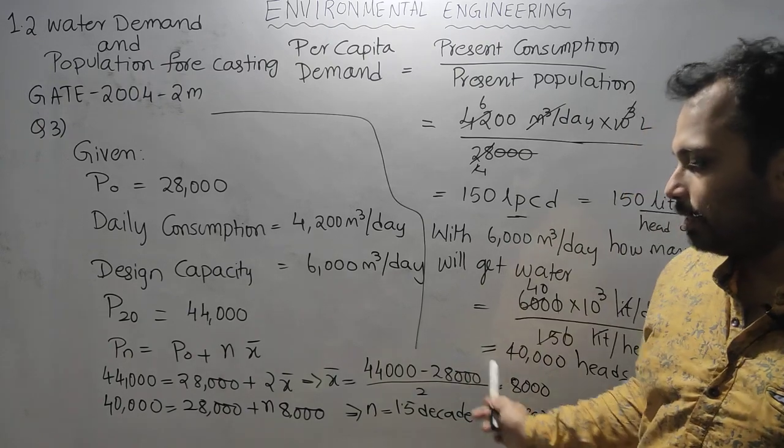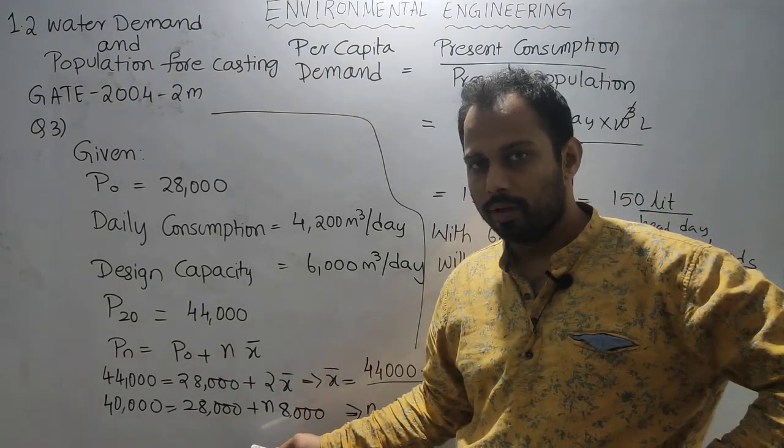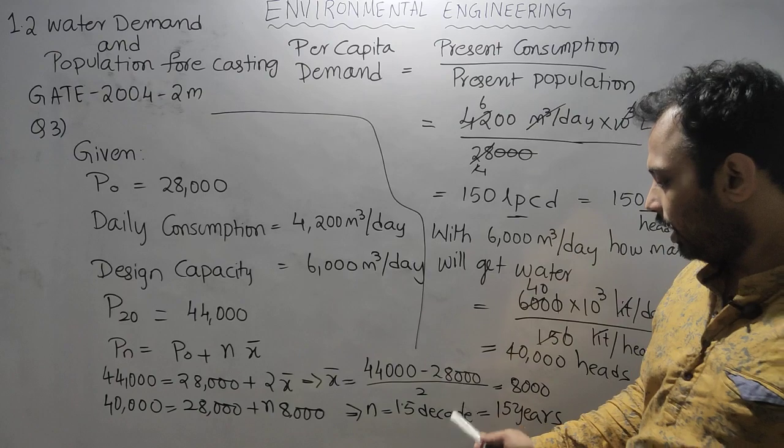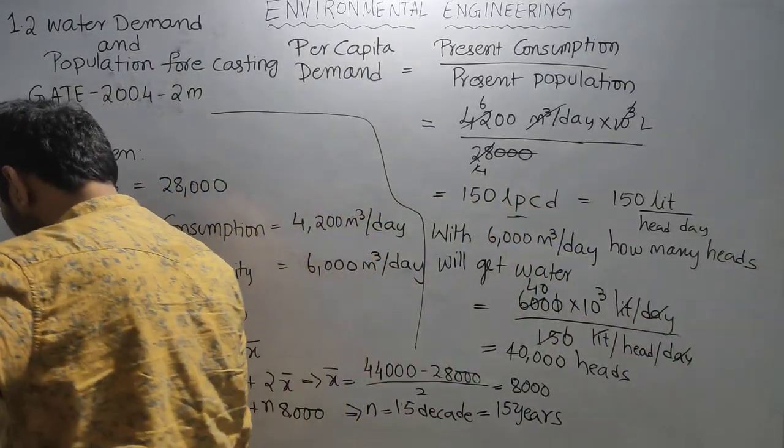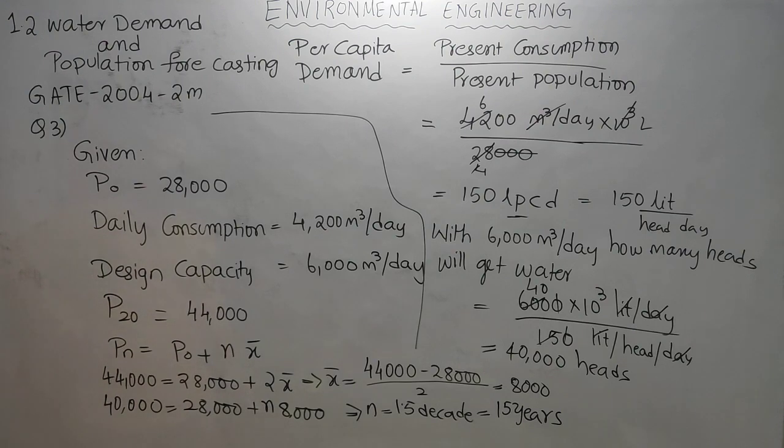So using this X bar here, I can find N. So N I got as 1.5 decades. That means 15 years is the answer. So after 15 years, this plant will be completely exhausted. So you need another plant in order to cater to the demands of the future population. So these are the previous GATE questions we are having in this topic of water demand and population forecasting.